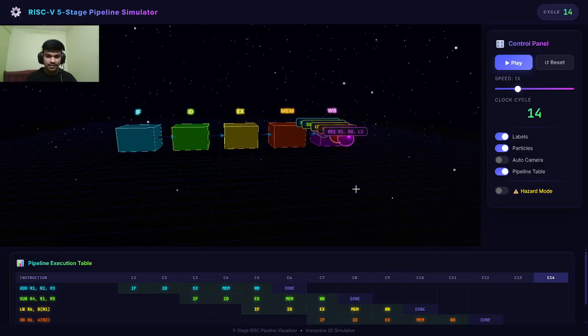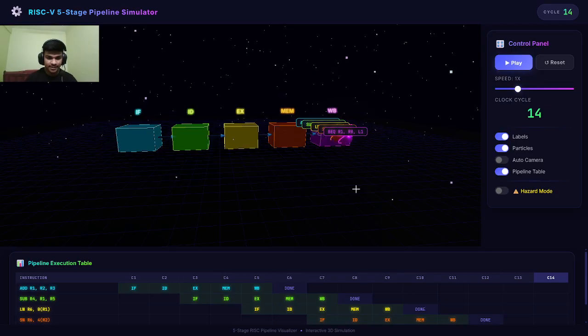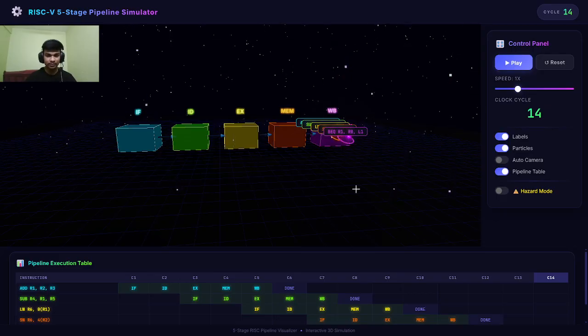As we can see, instruction 1 enters the fetch stage. In the next cycle, it moves to decode, while instruction 2 enters fetch. This overlapping continues, allowing multiple instructions to execute simultaneously. Now I will explain all the instructions used.